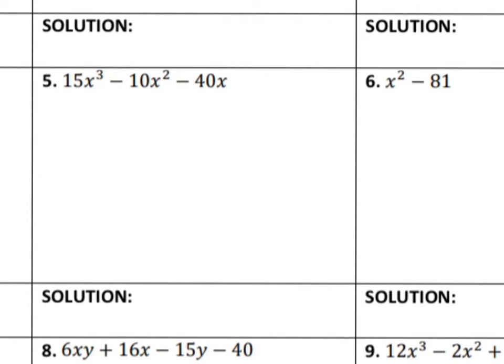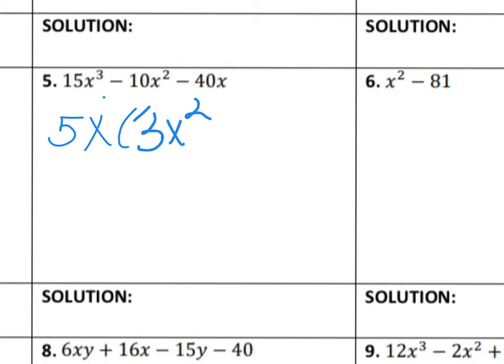Okay, so in number 5, if it asks us to factor, first we're going to look for a GCF, and this one happens to have one. So the biggest number that can evenly divide into all of those is 5, and they also have an x in common. So I'm going to divide each of the terms by 5x. So 15 divided by 5 is 3, and x to the third minus x to the 1 leaves me with 2 x's, so x squared.